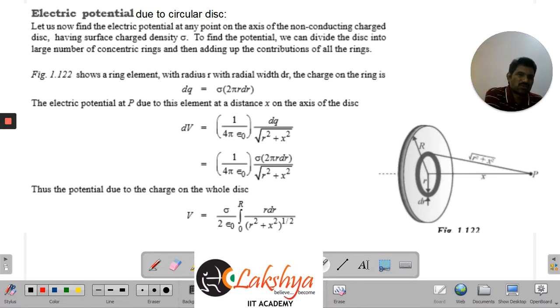So that means, to find the potential due to this entire disk, we divide the disk into small elements in the form of this ring. That element is in the form of a ring. Here the disk is of radius capital R. This capital R is the radius of the disk. So now we are taking this small element here.